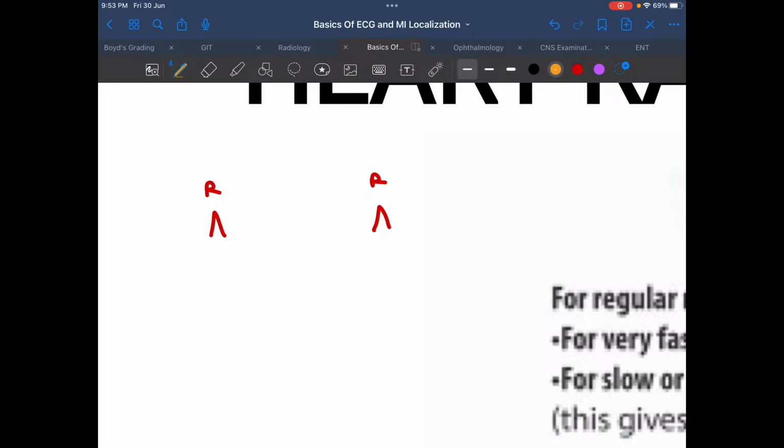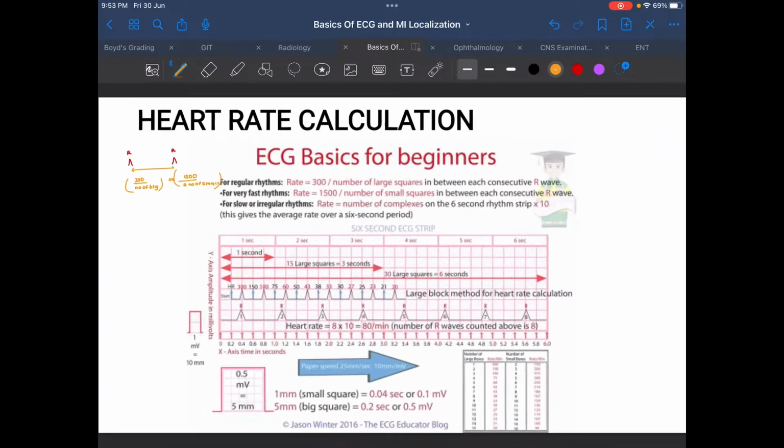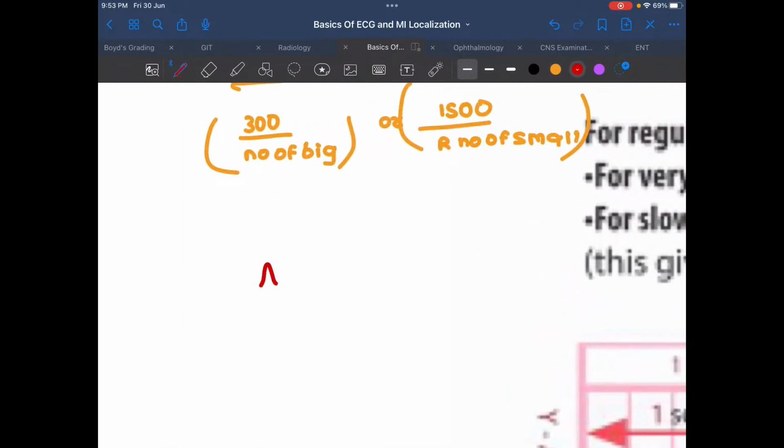There are two methods. I can count the number of big squares and divide 300 by the number of big squares. That will give me my rate. That is one way of doing it. Or I can divide 1500 by your RR interval in number of small squares. That is one way about it. There are two ways. These are simple. The method that I want you to follow, that's considerably easy, is very simple. What is that? If my two Rs are separated by a single large box, the rate is 300.